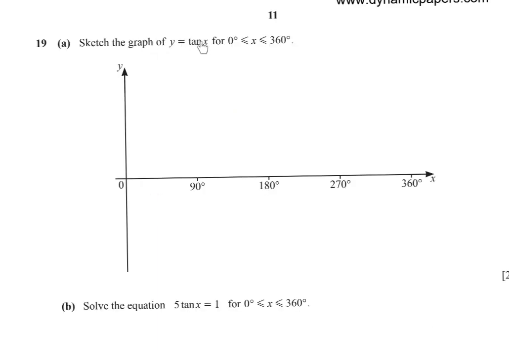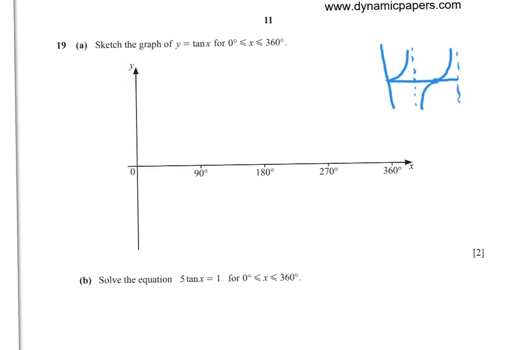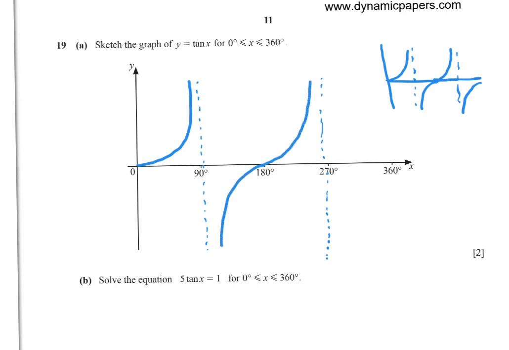Number 19. Sketch the graph of y equals tan x from 0 to 360. This is the graph for tan. This is 90, and this is 180. So now we can draw the vertical lines, which will help to draw it properly. One at 90 and the other at 270. Now we draw. From 180, one down and one up. Then from 360, one down. This is the sketch for y equals tan x.